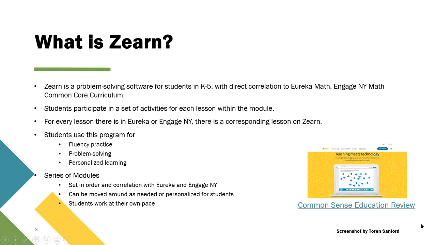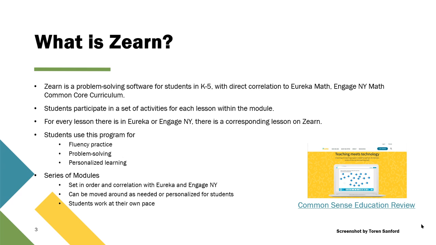What is Zearn? Zearn is a curriculum-based problem-solving software for students in kindergarten through 5th grade. This software directly correlates with the Eureka and Engage New York math curriculum. Many districts are now using this Common Core math curriculum in their schools, as well as the free or paid versions of Zearn to provide additional support or work at your own pace lessons for students, specifically during distance learning.